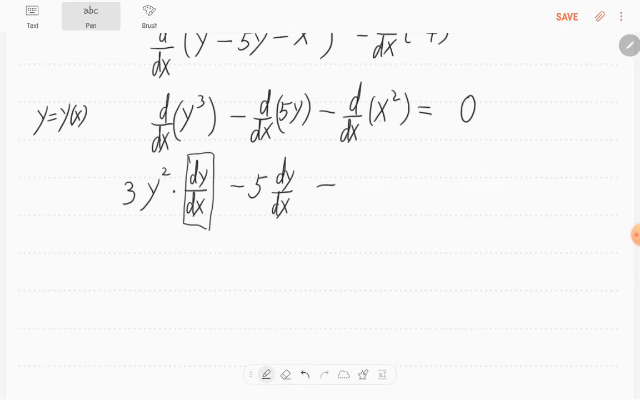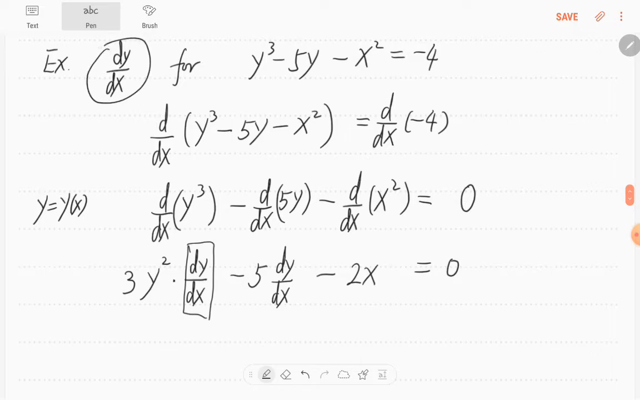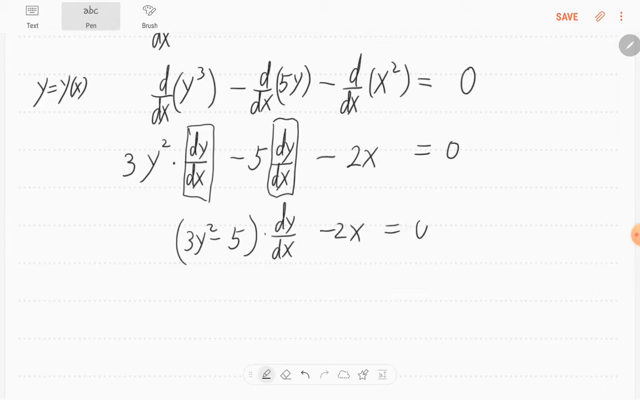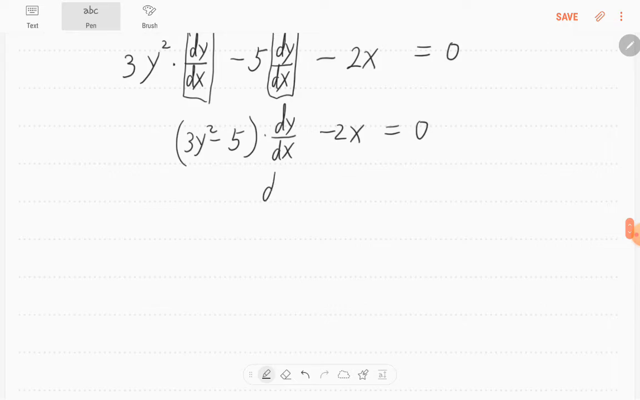Minus, take the derivative for the x squared about x. So this would be just 2x equals 0. So now, we want to find the dy over dx. So here is dy over dx. Here is another dy over dx. Let's combine these two terms. So it's 3y squared minus 5 times dy over dx minus 2x equals 0. So dy over dx is equal to 2x over 3y squared minus 5. So this would be your answer.